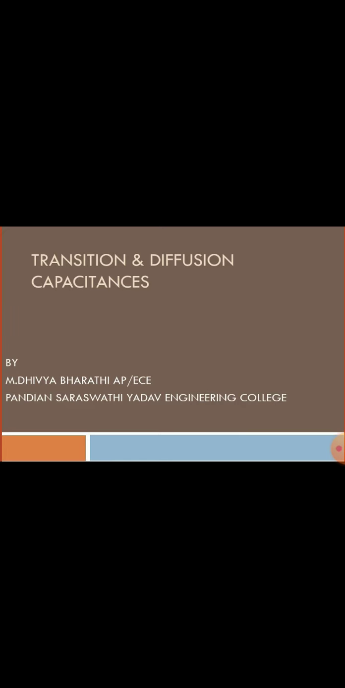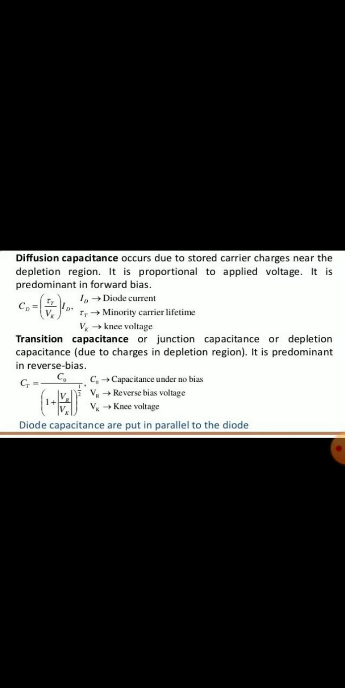Okay. First, what is transition capacitance and what is diffusion capacitance? Diffusion capacitance occurs in the forward bias diode. So it is called storage capacitance. It is denoted as CD. It occurs due to storage carriers near the depletion region, in the forward bias condition, due to the storage charge of minority electrons and holes near the depletion region.